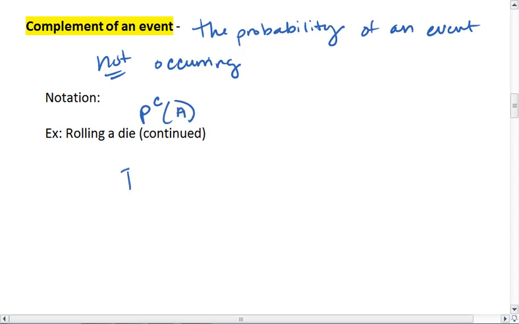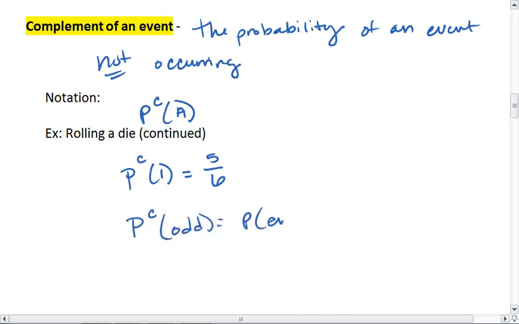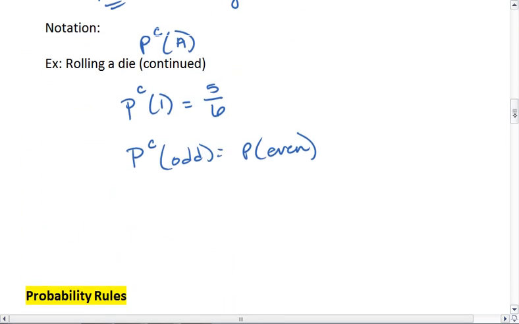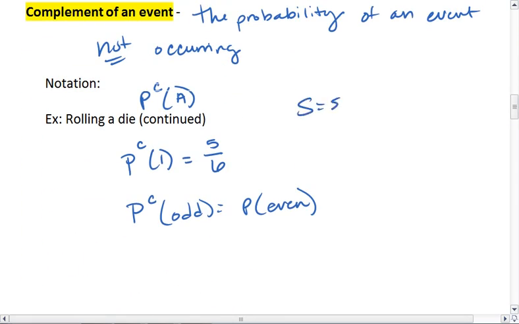For example, if we want the probability that we do not roll a 1, well, that's going to be 5/6. If we want the probability that we do not roll an odd number, then that's the same as the probability that we roll an even. And there are rules that are going to go with this, and that's exactly what we're going to look at next. But just real quick, we see again we have a sample space in these of the numbers 1 through 6.